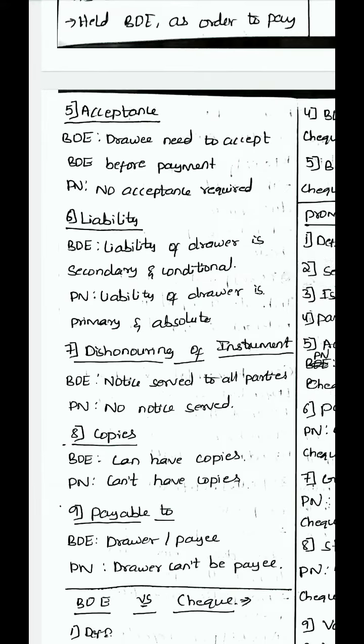Liability. In bill of exchange, liability of a drawer is secondary and conditional. But in promissory note, liability of drawer is primary and absolute.